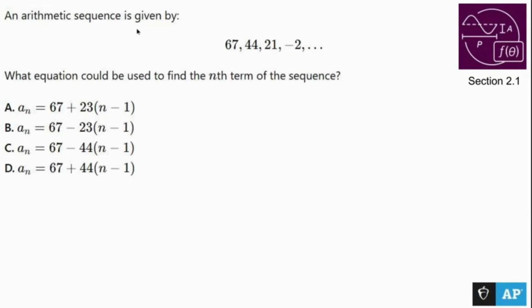An arithmetic sequence is given by 67, 44, 21, -2, and so on. What equation could be used to find the nth term of the sequence?